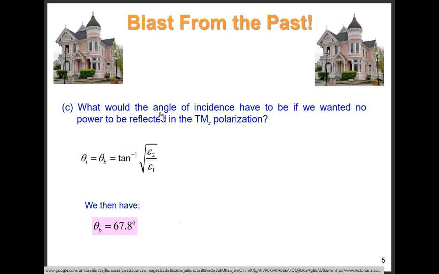Part C was, what would the angle of incidence have to be if we wanted no power to be reflected in the TM polarization? And like you just said, of course, that's the Brewster angle. So here's the formula. Now remember, the way we derived it in class, there's only an exact Brewster angle if it's a lossless medium, which it is here. So just plug in, 6 over 1, take the inverse tangent. So about 68 degrees. It wasn't terribly far from 60, and that's why only 4% of the power was TM.